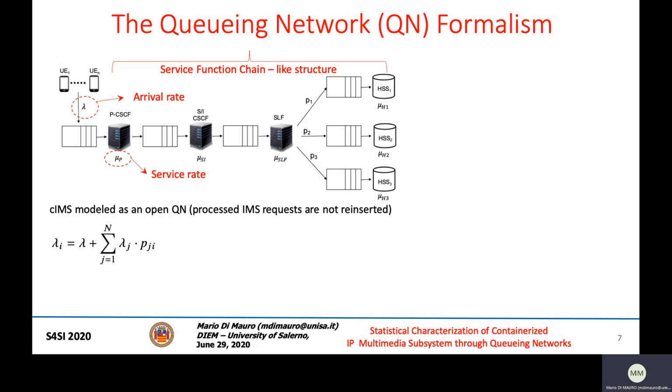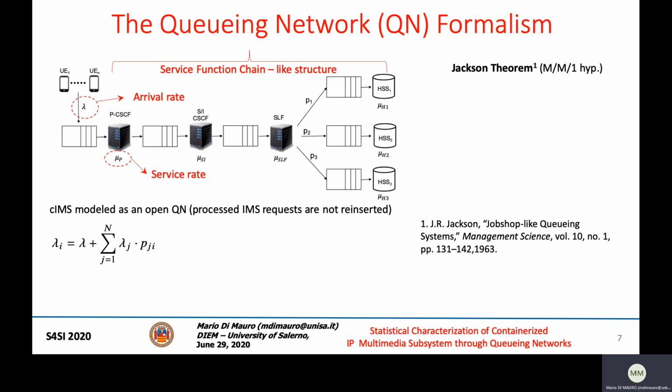This kind of network can be described by the so-called balance equation, where lambda_i represents the internal arrival rates, namely the arrival rates at the intermediate stages of the network queuing structure. Lambda is the external arrival rate, namely the arrival rate at the P-CSCF node. N is the number of nodes. And p_ji is the routing probability, namely the probability that a job or a request is transferred to node i once service at node j is completed.